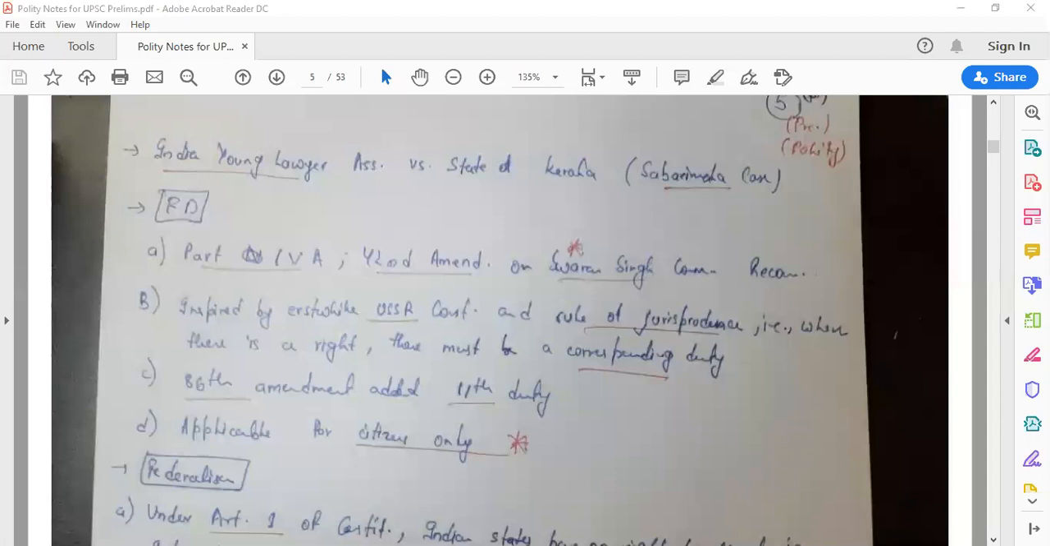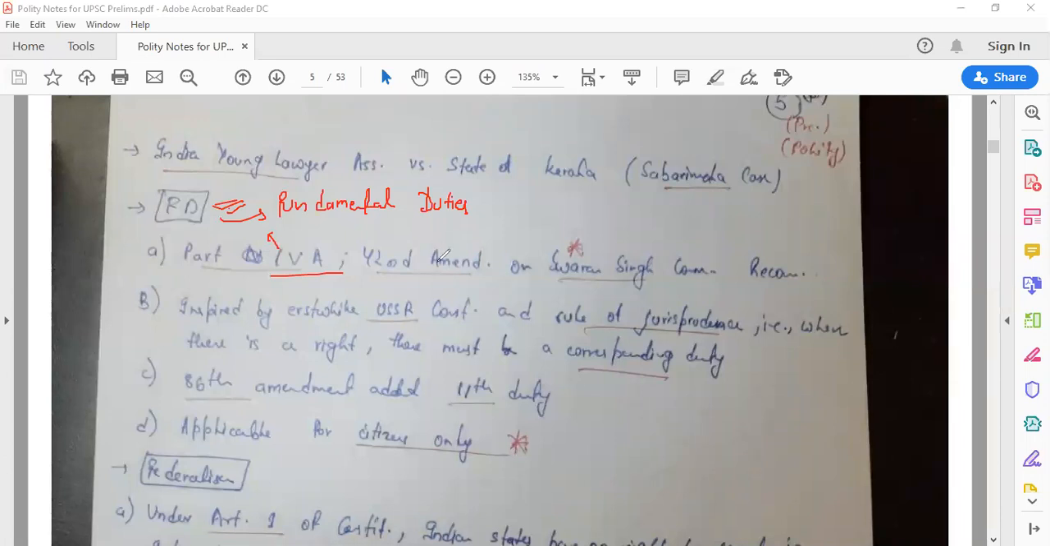Now, in the previous session and previous video, we have talked up until Sabarimala case, Indian Young Lawyers Association, Navtej Johar, and all those stuff. We have done that. Now, today we'll talk about FD. So what is FD? That is fundamental duties, right? Fundamental duties, and this is a part of Part 4A, right? Part 4 is for DPSP, Part 4A is for fundamental duties.